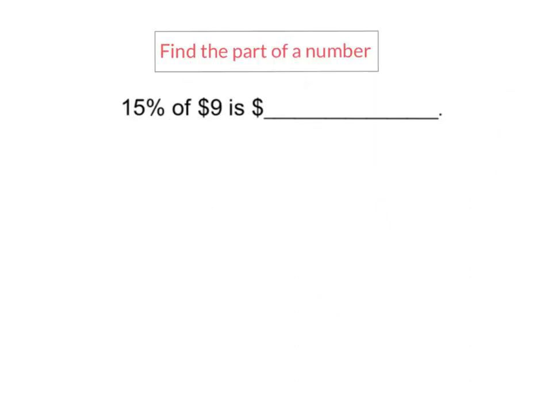All right, now we're going to find part of a number, and we're going to use the decimal version of our percents and multiply. So 15% of $9 is blank dollars. So if I was going to give you 15% of my $9, how much money would I give you? So I'm going to change my 15% into the decimal version, 15 hundredths.